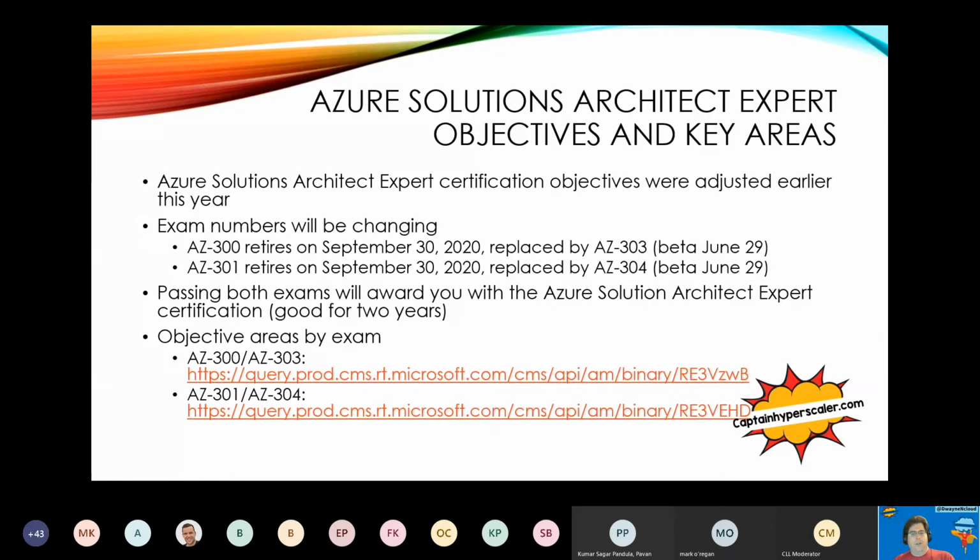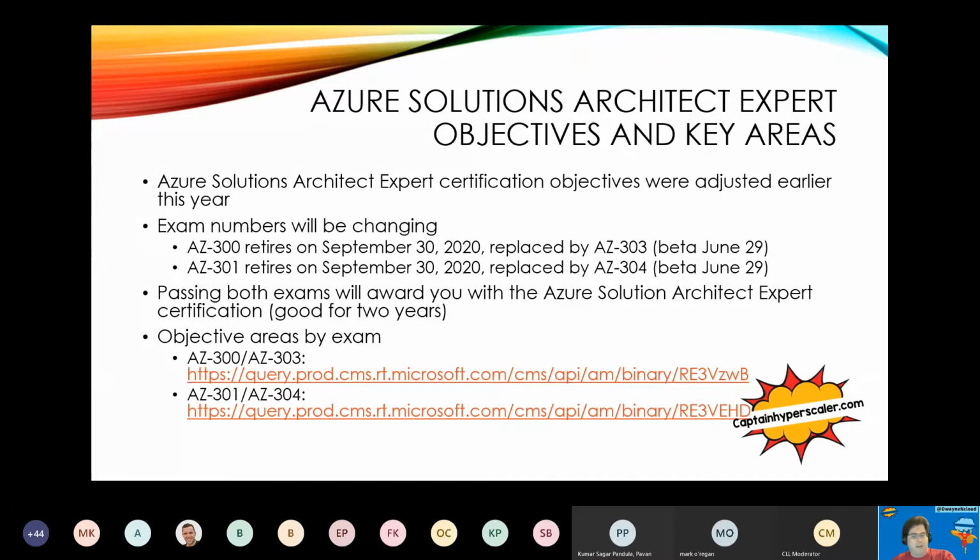The 303 and the 304, I don't think you can actually take. I don't know if they're out of beta yet, but like I said, they were in beta, or they're about to come into beta. They'll be in beta June 29th. Sorry, I was getting confused with the AZ 103 exam, but these go into beta on or around the end of the month. So you could take those exams, or you can take the previous exams up until September 30th.